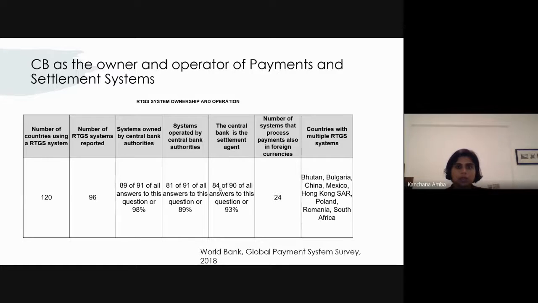So, central bank as the owner and operator of payments and settlement systems.